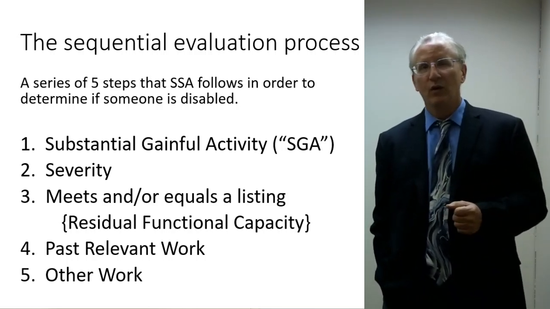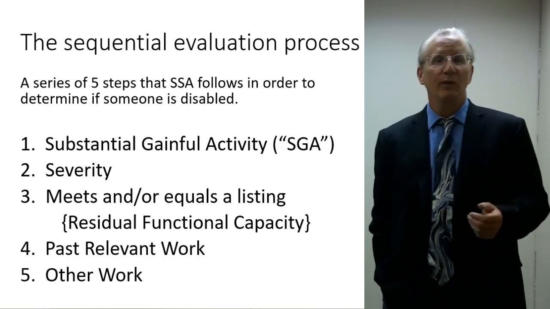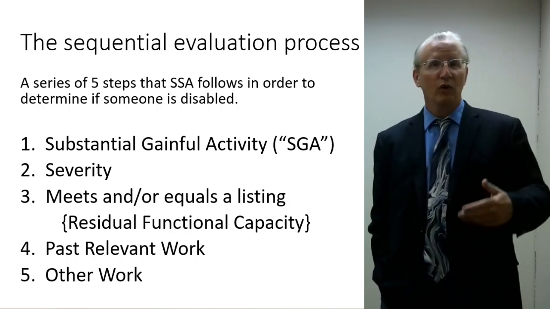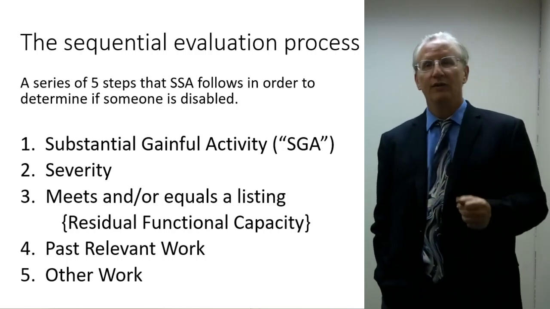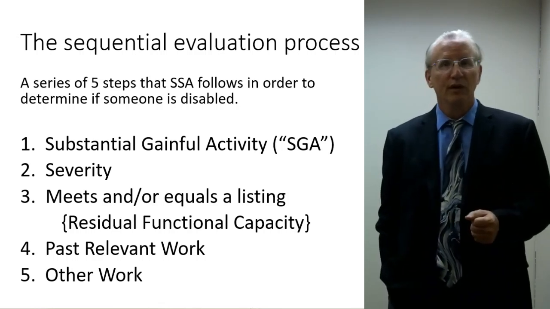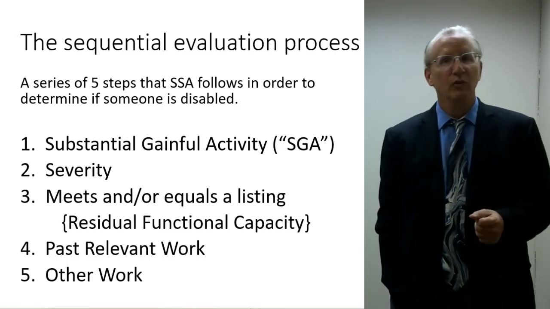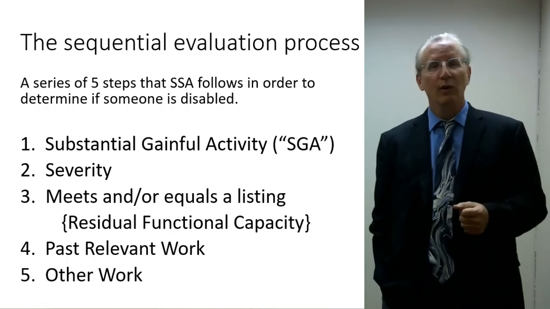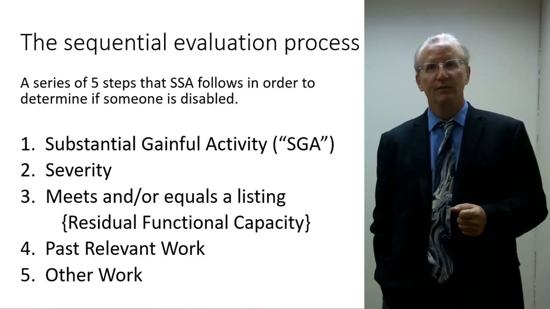Assuming someone is not working at an SGA or substantial gainful activity level, the second question is whether or not they have a severe impairment. Well, a severe impairment is any impairment which basically interferes with basic work-related activities. From a physical perspective, the ability to sit, stand, or lift. From a mental health perspective, the ability to concentrate or interact with people. Now, a severe impairment must meet the durational requirement, and it must be expected to last at least 12 months. Assuming the individual does have a severe impairment and it does meet the durational requirement, the adjudicator would then proceed to step 3.